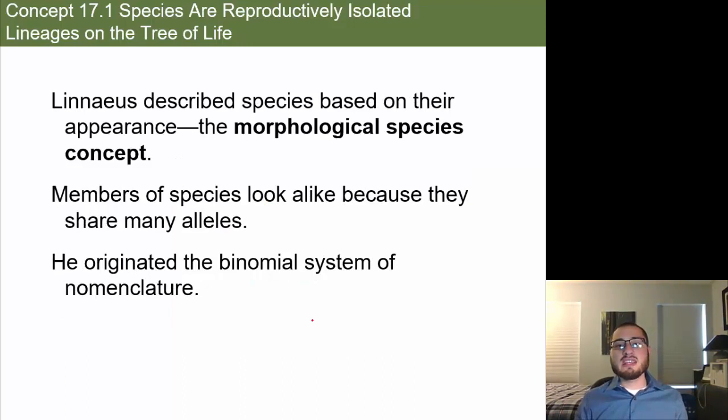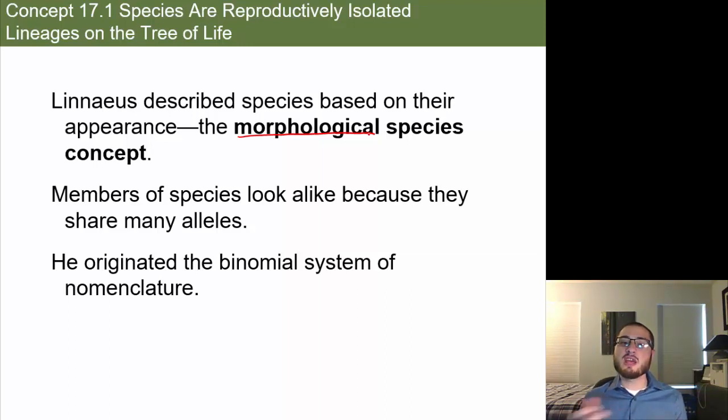When we look at Linnaeus, he described species based on their appearance, the morphological species concept, as we call it. So they look at their morphology. What do they look like? Do they look similar? Well, if they look almost identical, then they must be the same species, which we see is not necessarily the case.